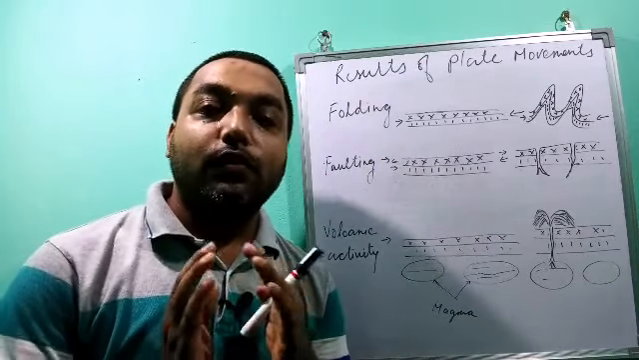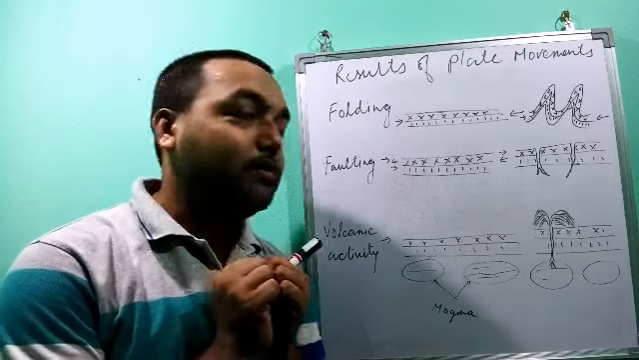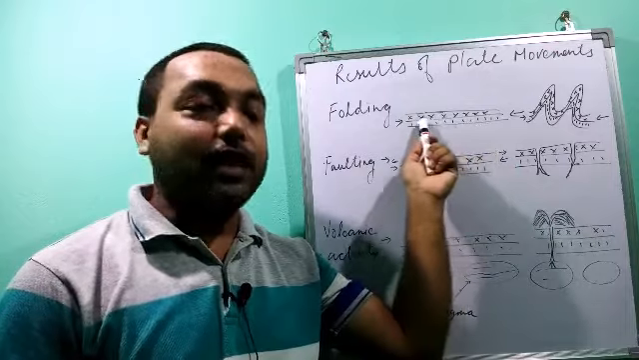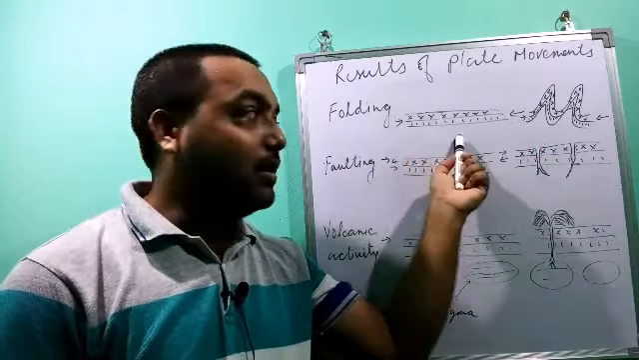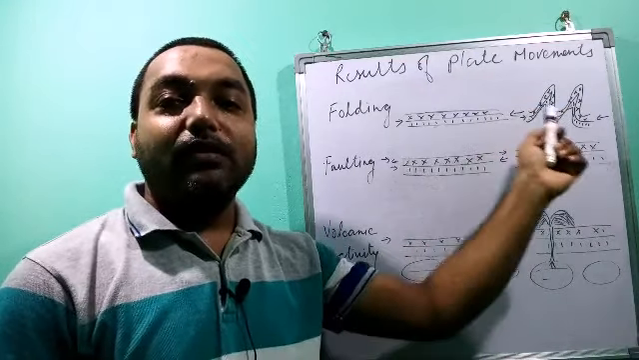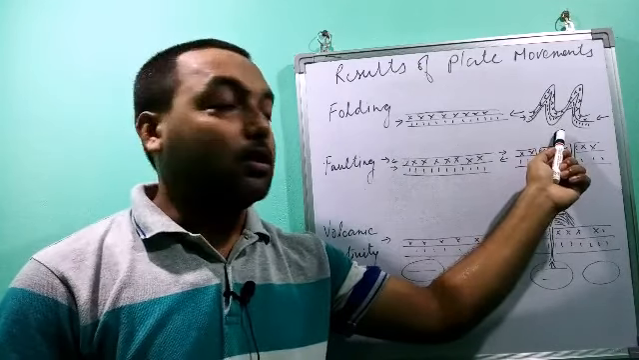Folding means to fold the upper layer of the earth surface like we fold a paper. Similarly, these are the upper layers of the earth surface. When there is pressure exerted from both sides on this layer, as a result it takes this kind of fold. The same layer takes this kind of fold. It may form a fold mountain from this.